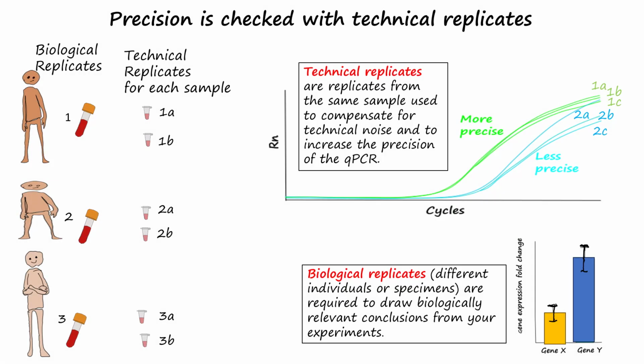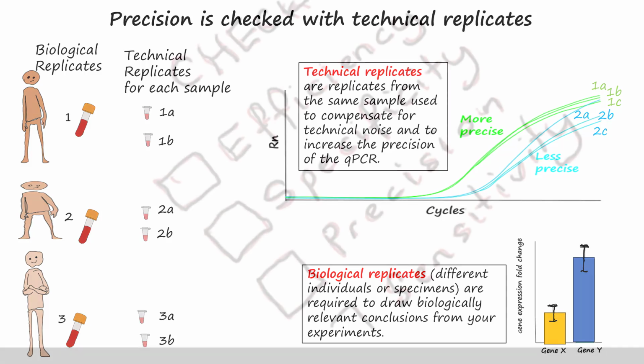Precision or consistency of measurement contributes to the accuracy of quantification in PCR and is measured using technical replicates, that is, replicates from the same sample. Biological replicates from different individuals or specimens are required to draw biologically relevant conclusions from your experiment.